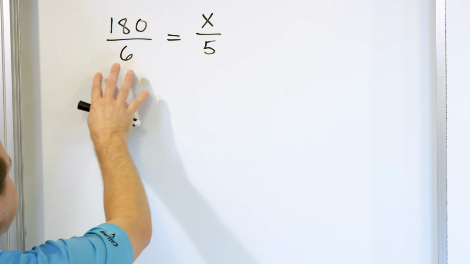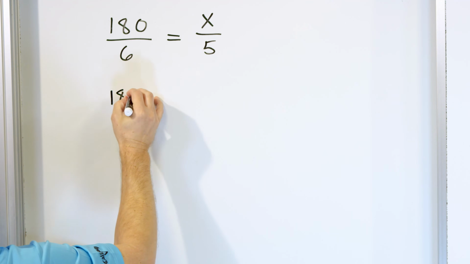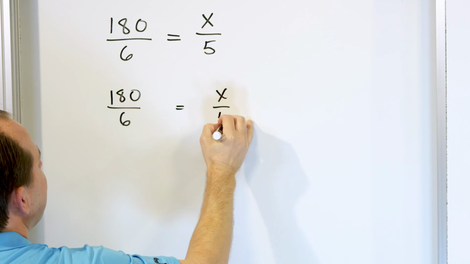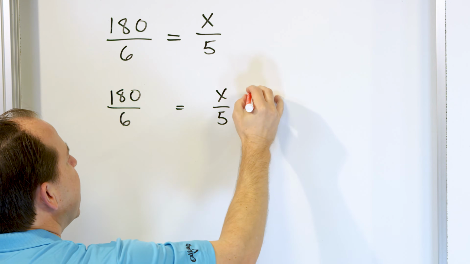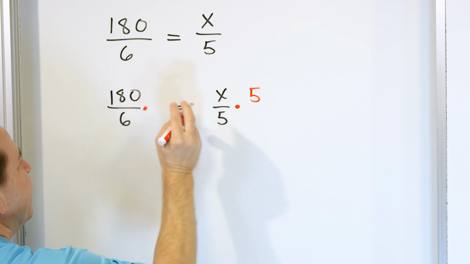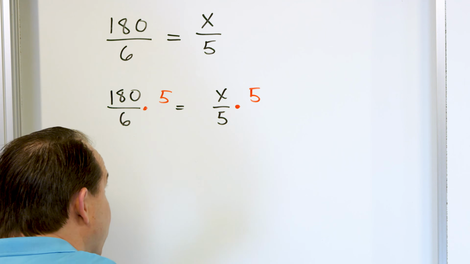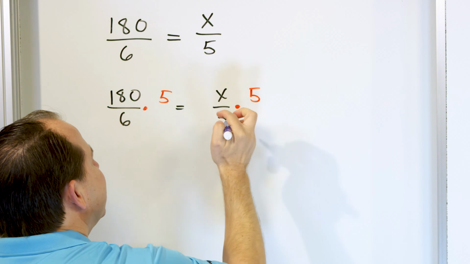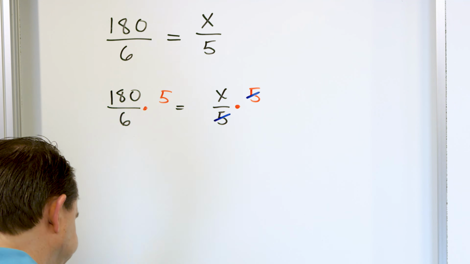Now all we have to do is solve this equation for x, and we've done this kind of thing before. Let's rewrite it: 180 over 6 equals x over 5. We want to get x by itself. We have a denominator of 5. To clear that denominator, we multiply the right-hand side by 5, and we have to multiply the left-hand side by 5 as well. We know this 5 is really 5 over 1, so since these are multiplied, we can cross-cancel these 5s.